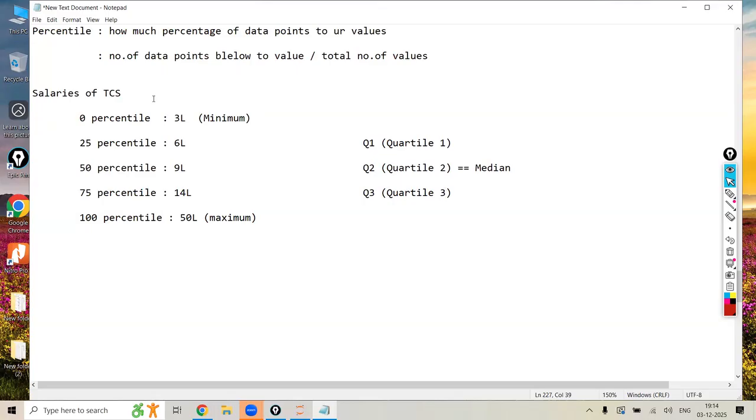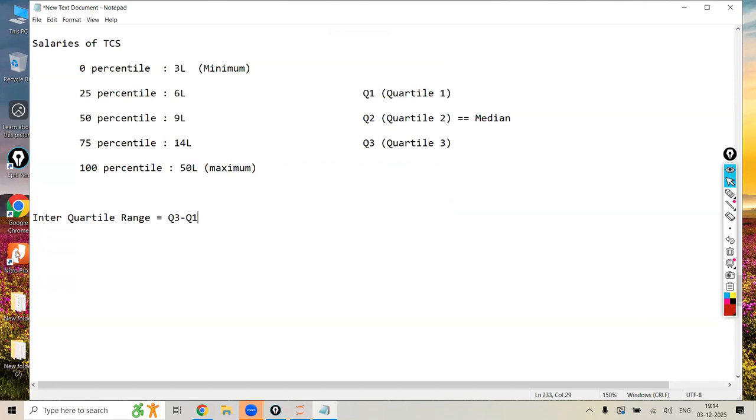Okay, Q1, Q2 and Q3. Now, next we are having the interquartile range. The next parameter is called the interquartile range. What is meant by interquartile range? It is nothing but Q3 minus Q1. Q3 minus Q1 is called the interquartile range.